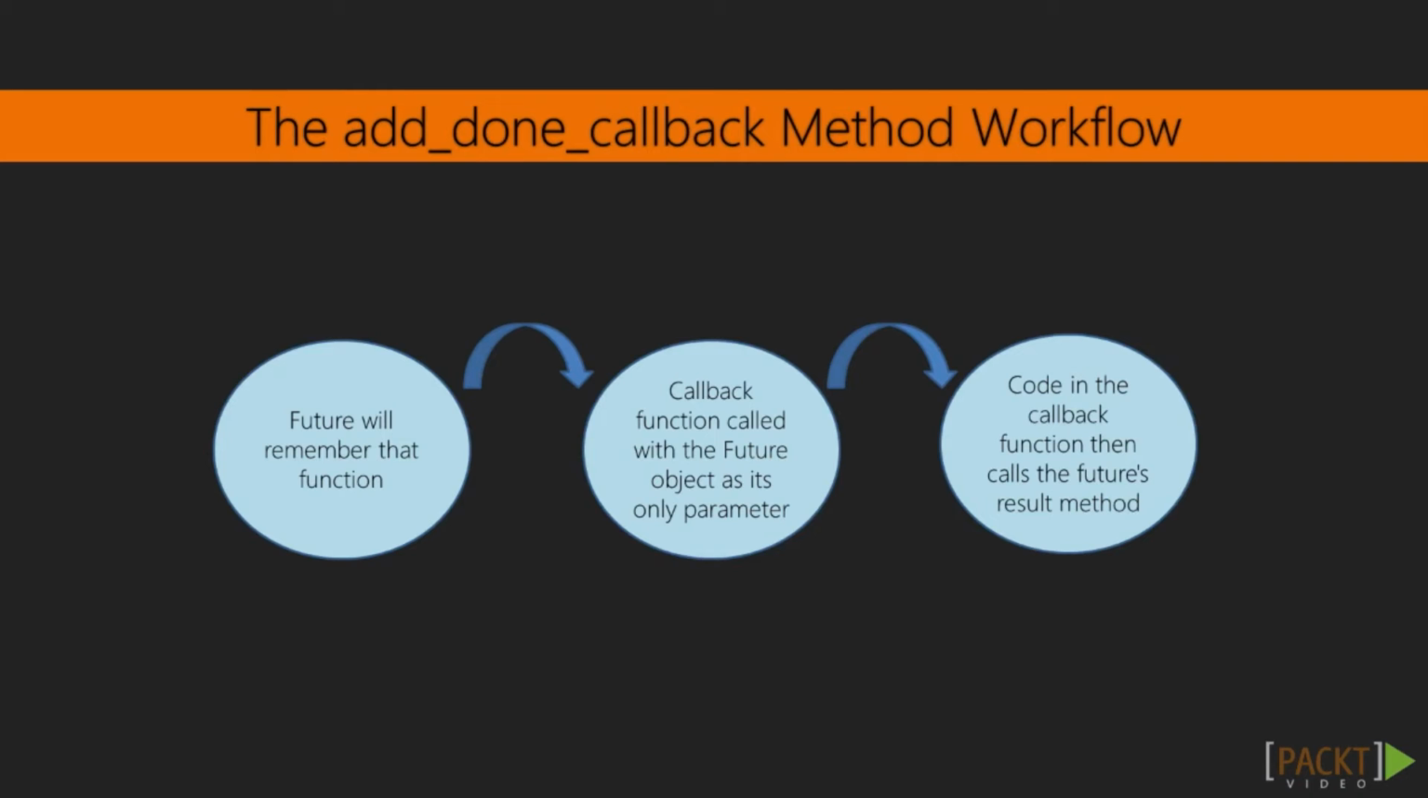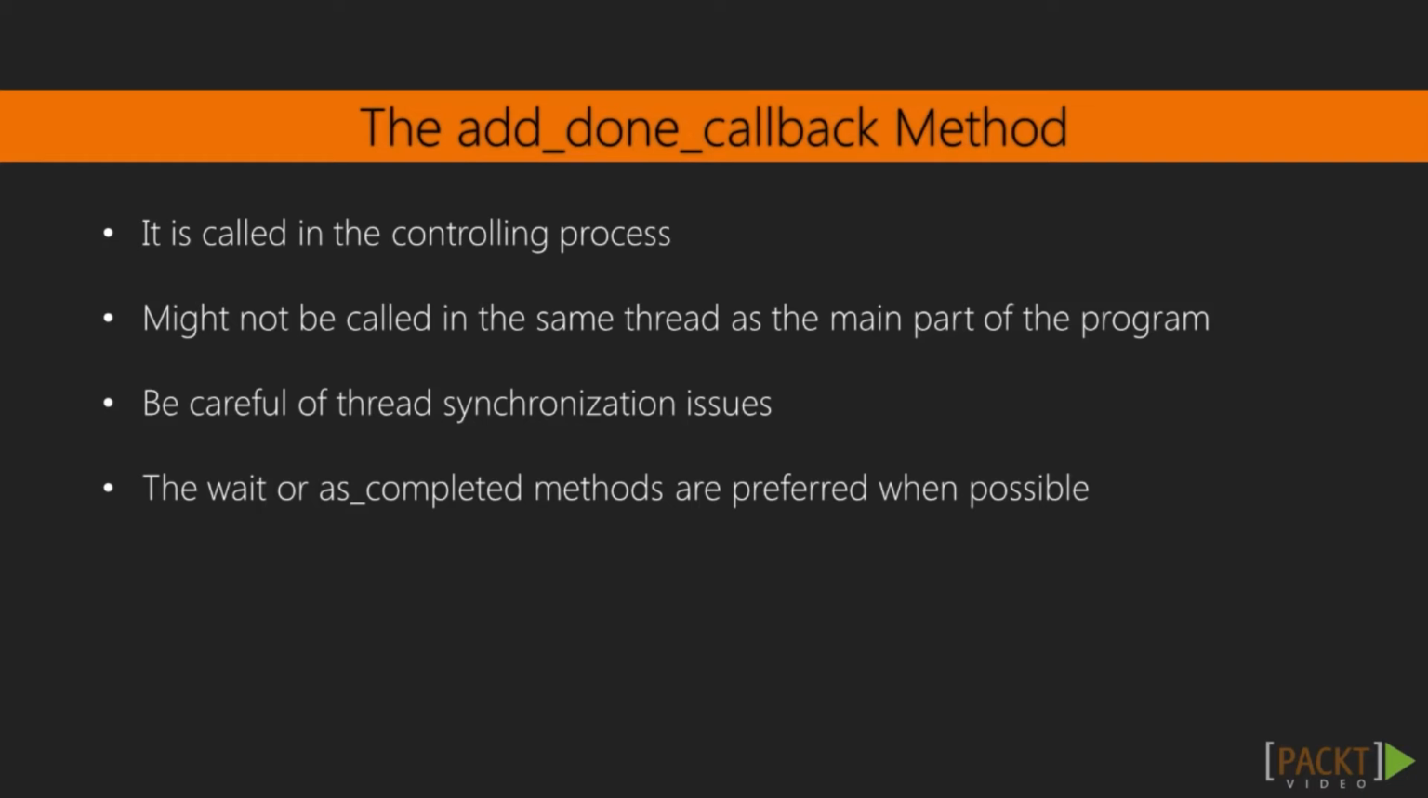The code in the callback function can then call the future's result method to get the return value or exception that the job produced. Take note that the callback function will always be called in the controlling process, but it might not be called in the same thread as the main part of the program. When we use add_done_callback, we need to be careful of thread synchronization issues, which is a big reason to prefer wait or as_completed when possible.